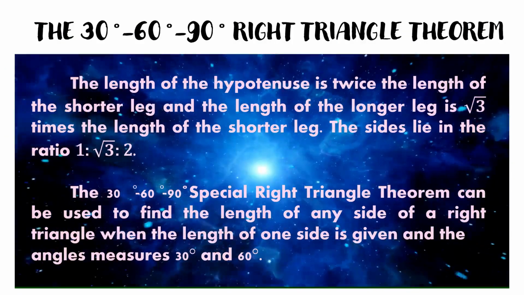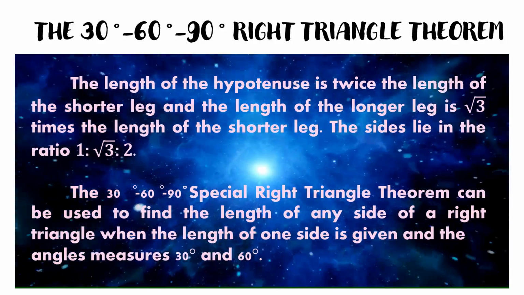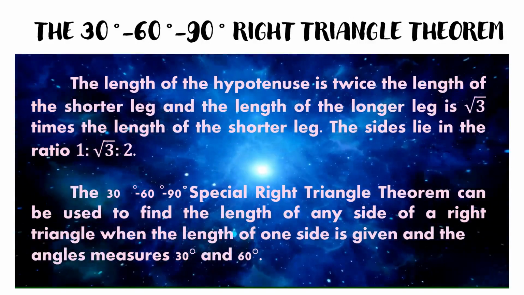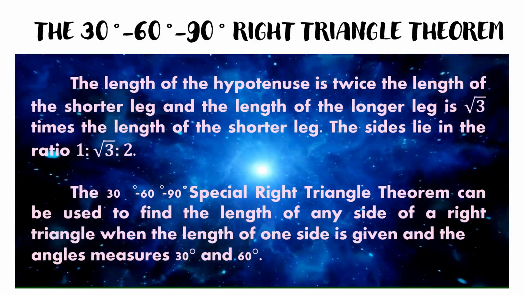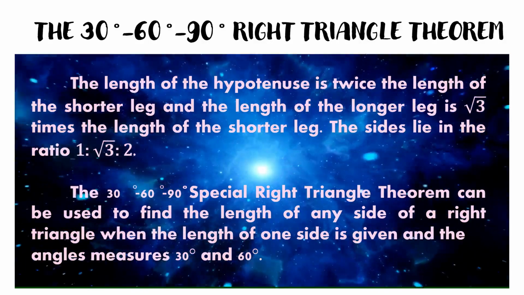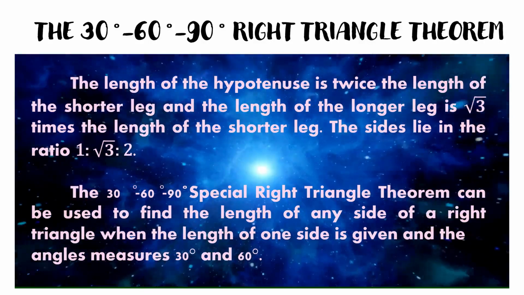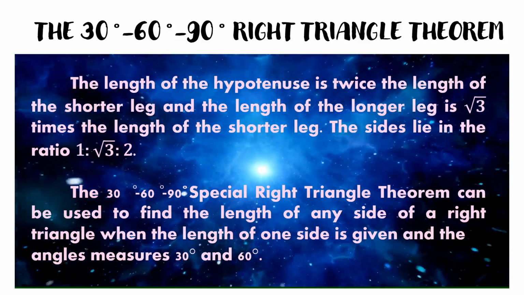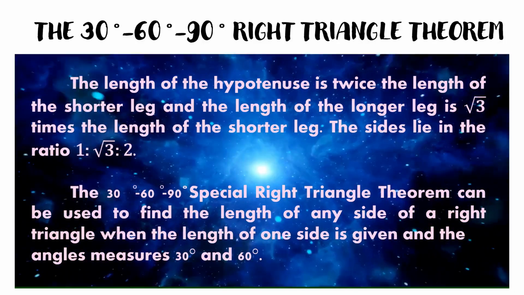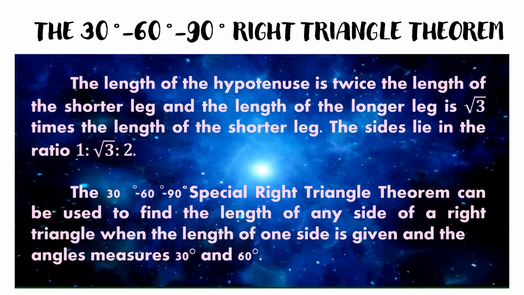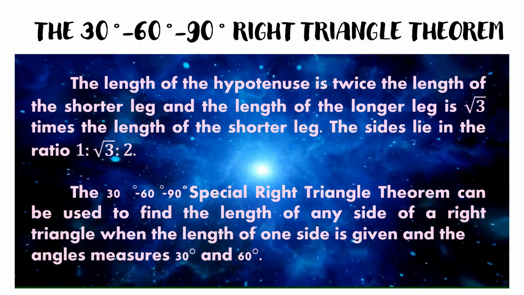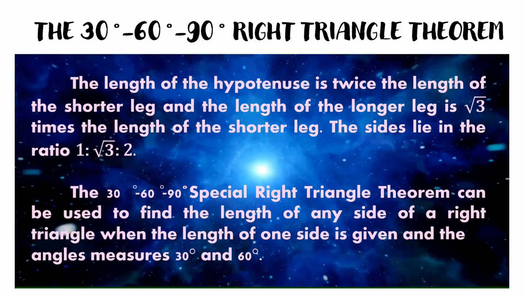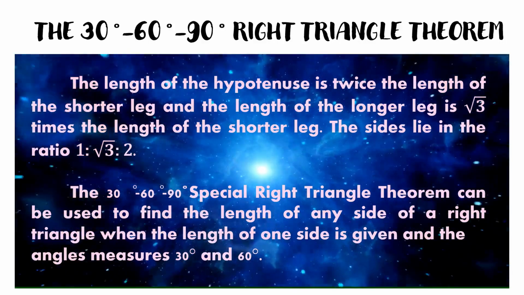The 30-60-90 degree right triangle theorem. The length of the hypotenuse is twice the length of the shorter leg, and the length of the longer leg is square root of 3 times the length of the shorter leg. The sides lie in the ratio 1 is to square root of 3 is to 2. The 30-60-90 degree special right triangle theorem can be used to find the length of any side of a right triangle when the length of one side is given and the angles measure 30 and 60 degrees.